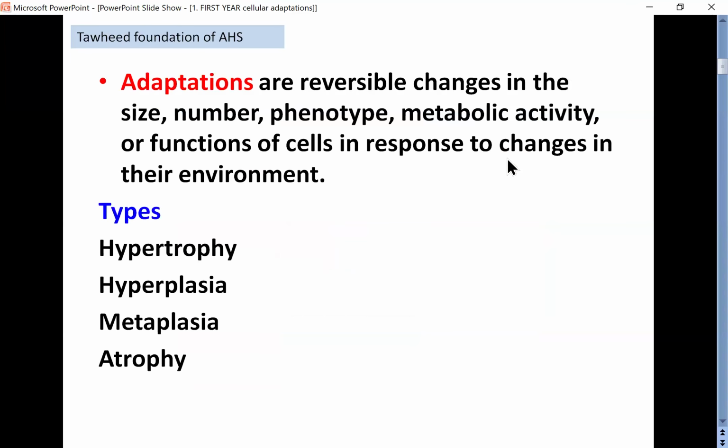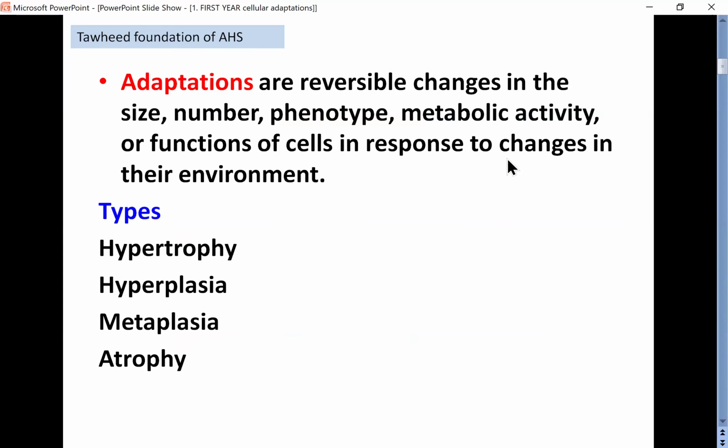Adaptation means reversible changes in the size, number, phenotype, metabolic activity, or function of cells in response to a change in their environment. You have four different types of cellular adaptations: hypertrophy, hyperplasia, metaplasia, and atrophy. So you have two trophy, two plasia: hypertrophy and atrophy, hyperplasia and metaplasia.